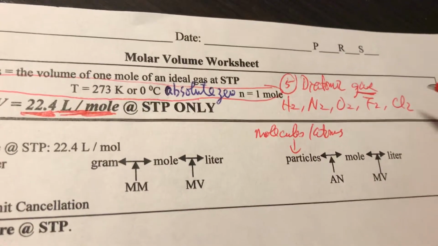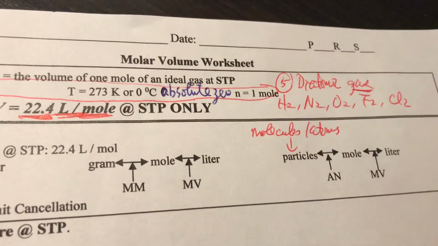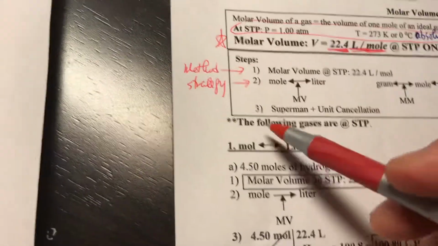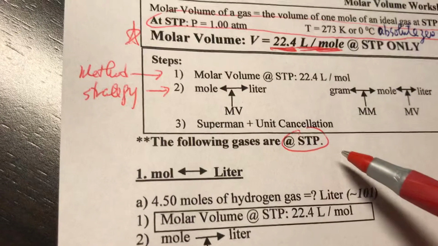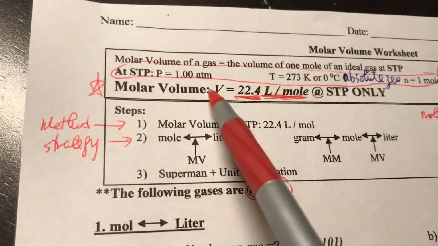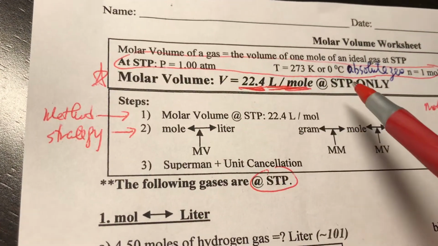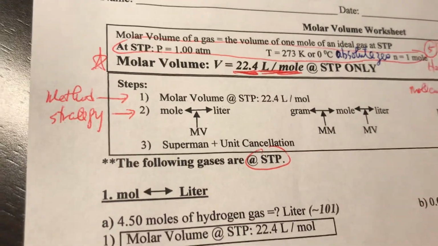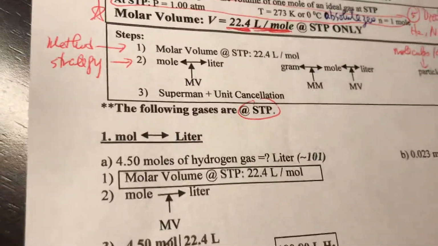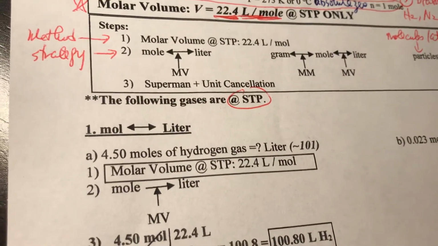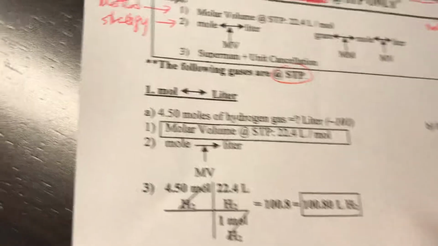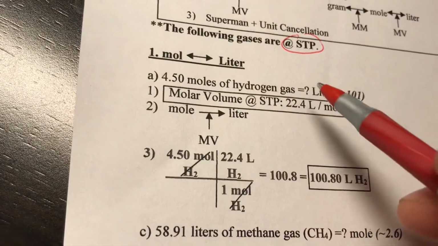So when you see hydrogen, don't just give me H. You have to give me diatomic. So first, you have to read the question. Did the question say the following gases are at STP? It's very important that you see STP, or they say the pressure is 1 and the temperature is 273 K or 0 degrees Celsius. If you don't see this information, you can't use the molar volume. So my first kind of question is between mole and liter.